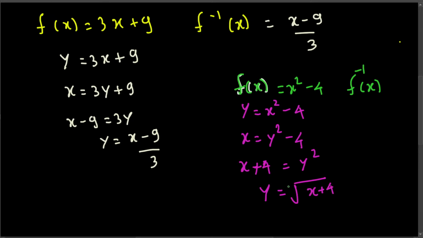And when we put a square root, because we are square rooting both sides, we have to put a plus minus in front. So f of minus 1 of x is equal to plus or minus square root of x plus 4.